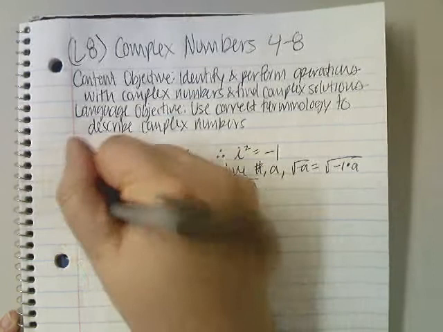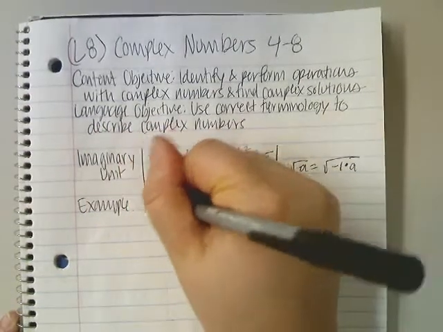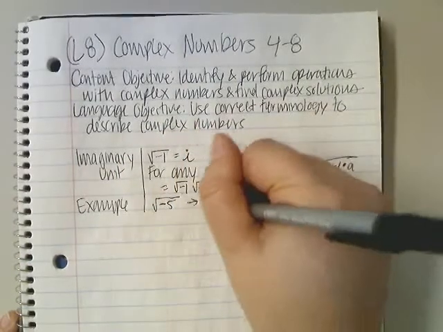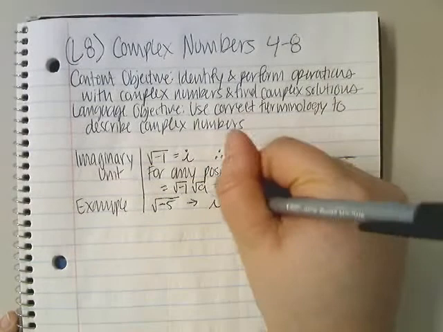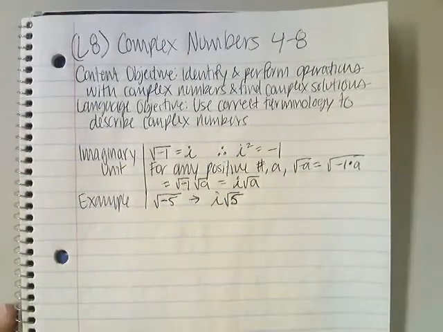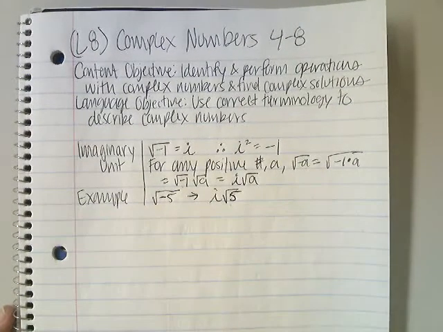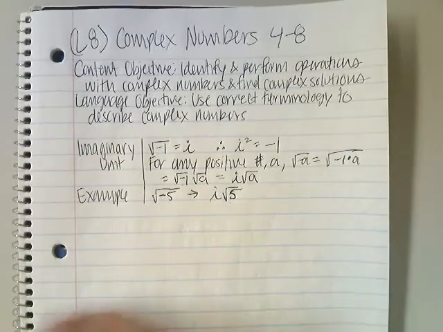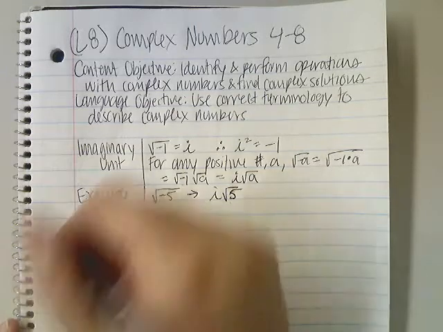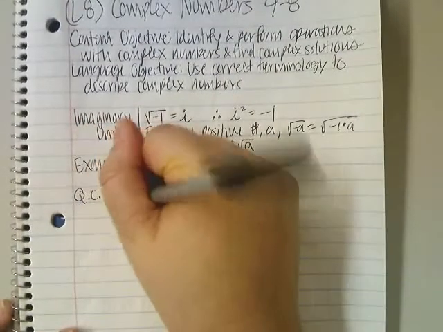So for example, if we had the square root of -5, we could rewrite this as i root 5. So we can take the square root of that negative sign and put an imaginary unit in front. So this would be a complex number because it's using the imaginary unit. So any complex number is a number that uses the imaginary unit, and we'll talk about that in more detail.